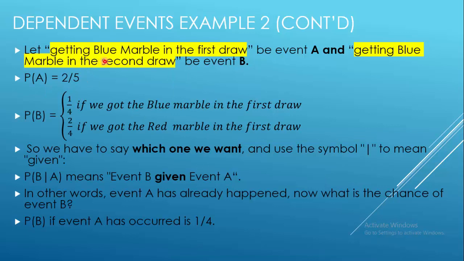So let getting a blue marble in the first draw be event A, and getting a blue marble in the second draw be event B. We are talking about 2 events. The first event is whether I got a blue marble in the first draw, and for the second event I am observing whether I got a blue marble in the second draw.